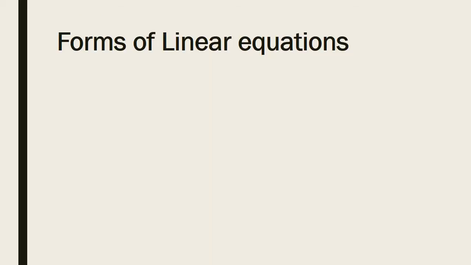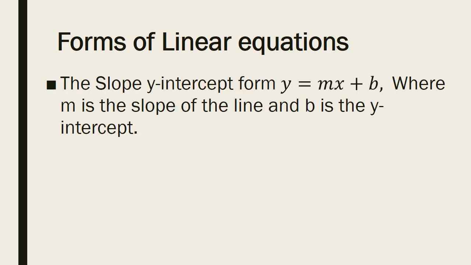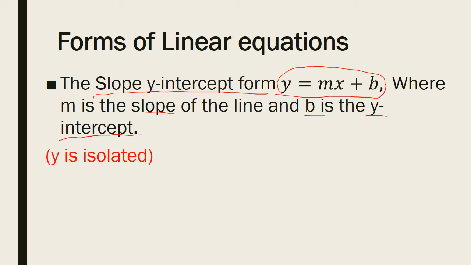Now let's talk about the forms of linear equations. So the first form is the slope-intercept form, which is y equals mx plus b. You guys learned about this form in middle school. M represents the slope of the line, and b represents the y-intercept, and we're going to talk about the slope next, in the next lesson. Basically, in this form, what we need to do is to isolate the y. Y is isolated.